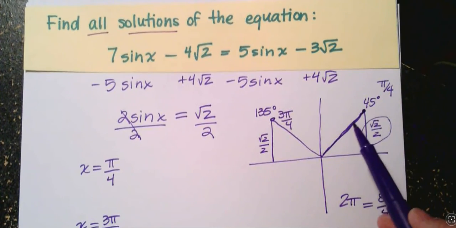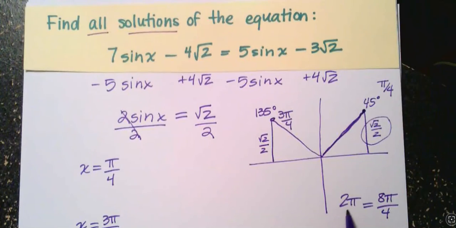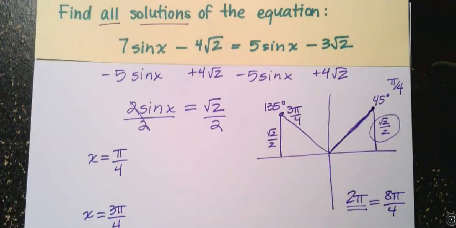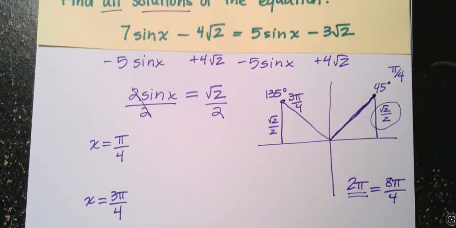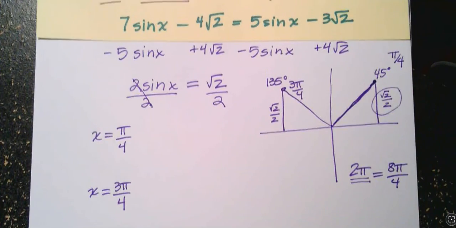I can keep going around and around and around however many times I want to go around the circle, which means however many times 2 pi. And I'll get to another one that has that same value, another place, basically another angle that has the same terminal side and therefore the same sine value. So here's what we do to that answer.